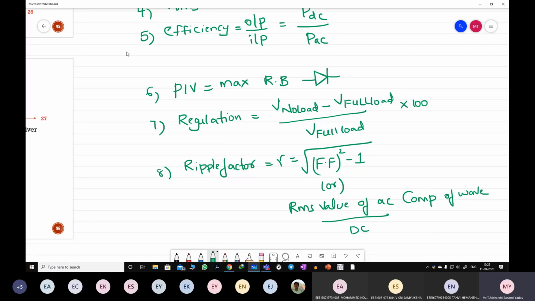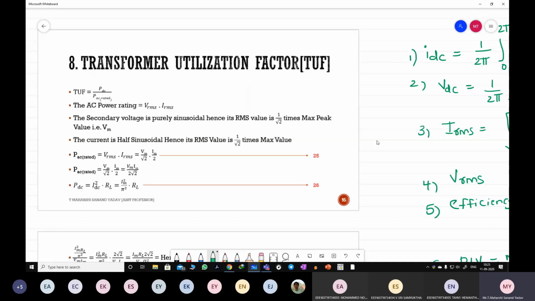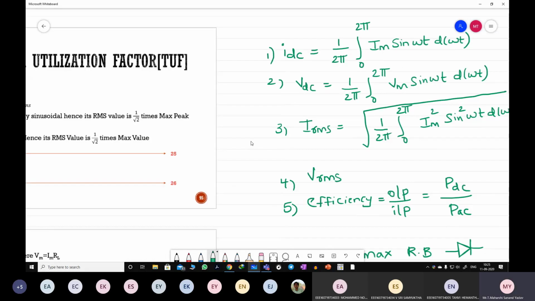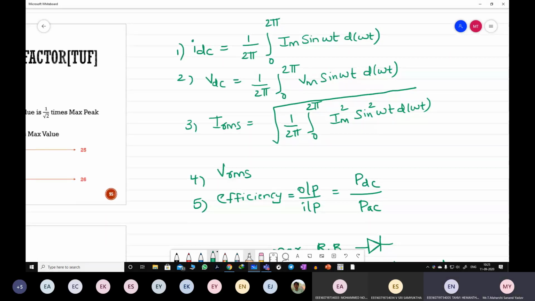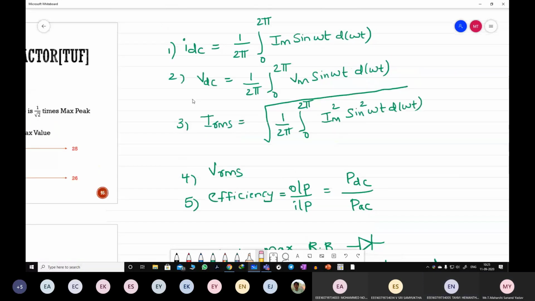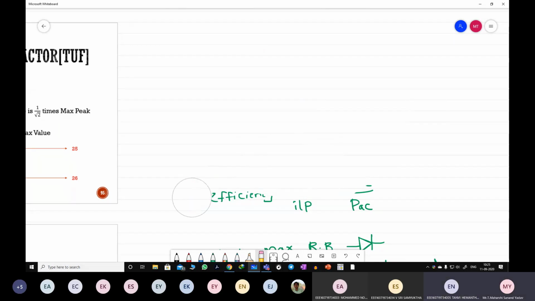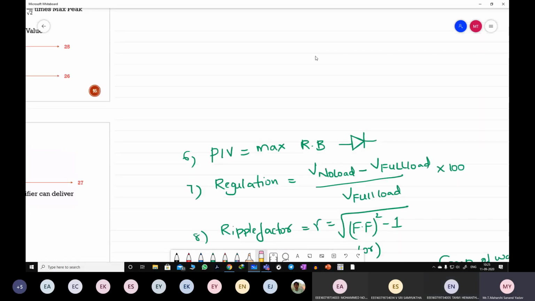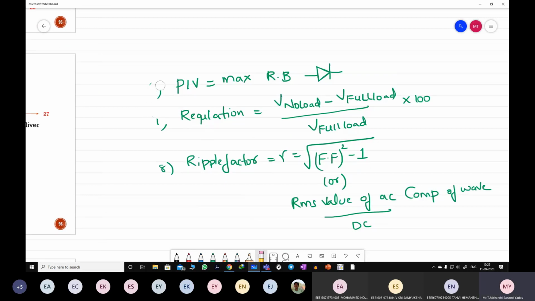Now let us see what is meant by transformer utilization factor. Any idea? It is the DC power to be delivered to the load. The formula is PDC by PAC rated. So the transformer utilization factor is the amount of input that is delivered to the load.